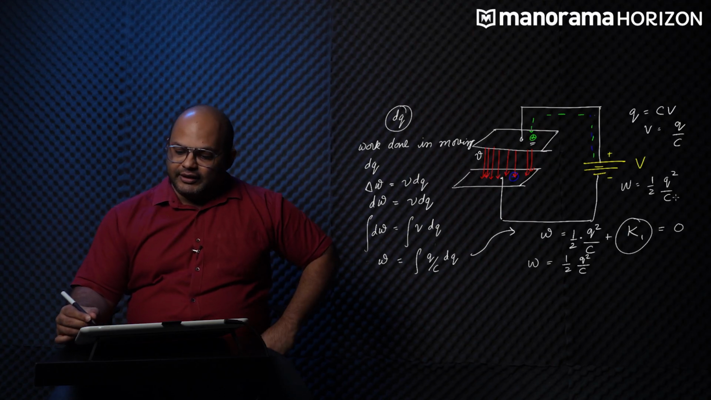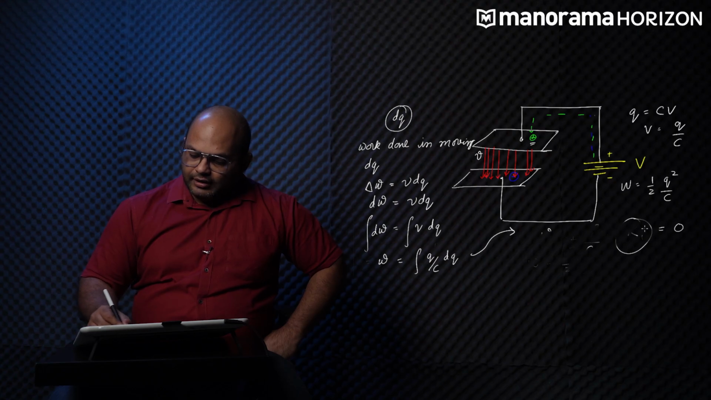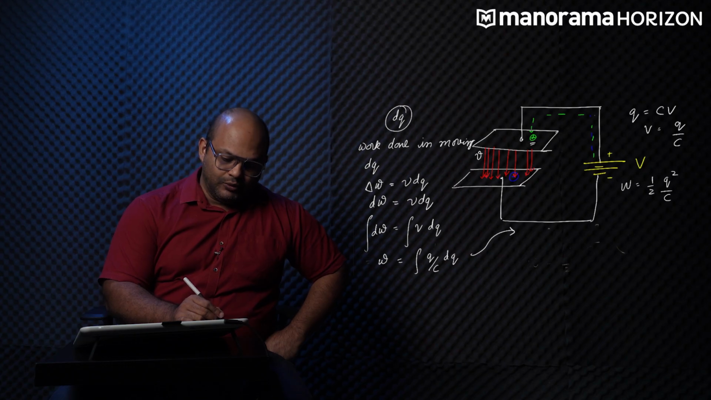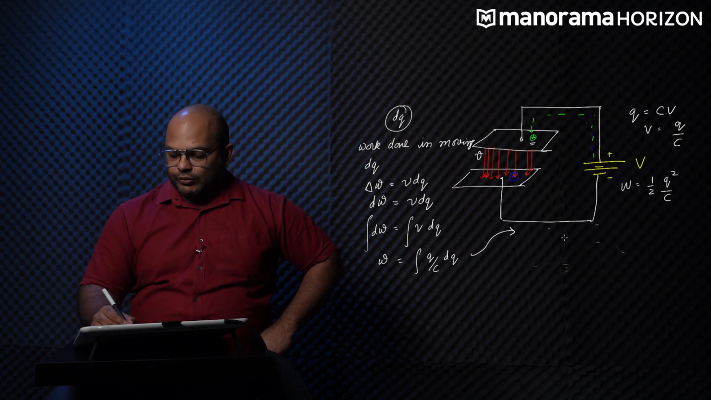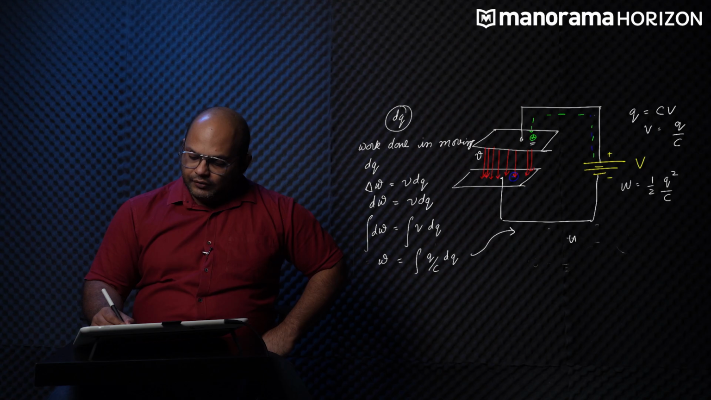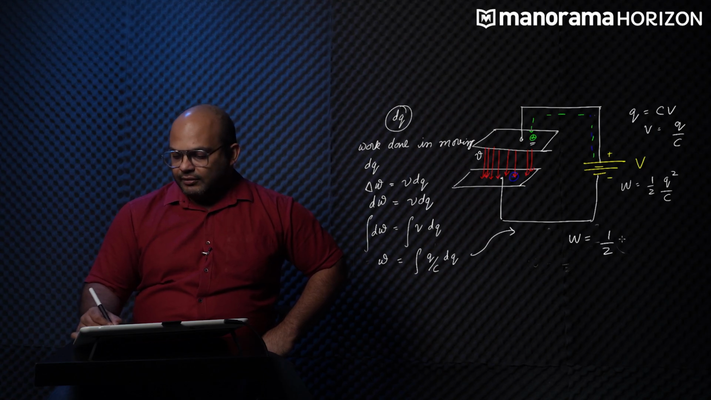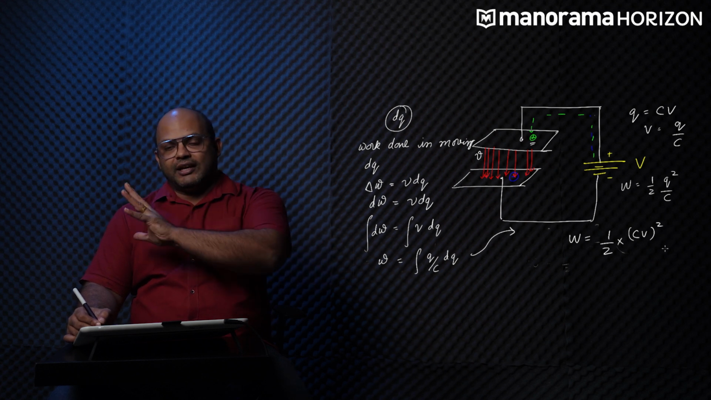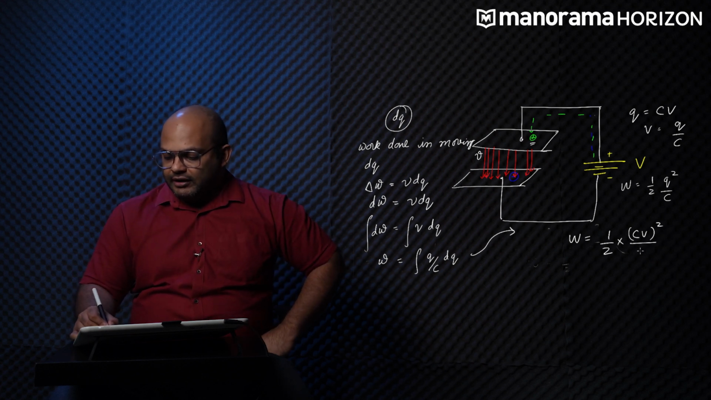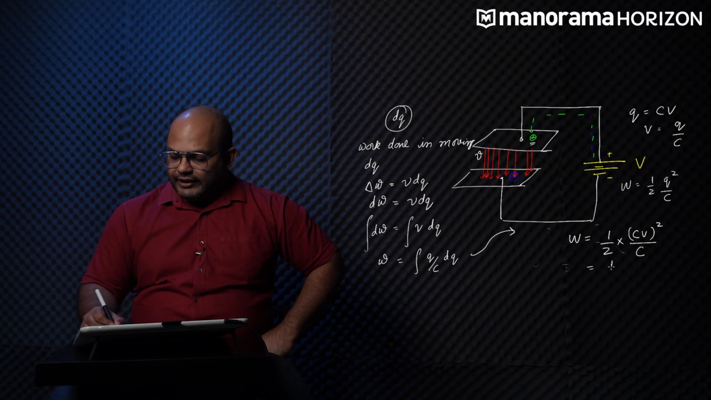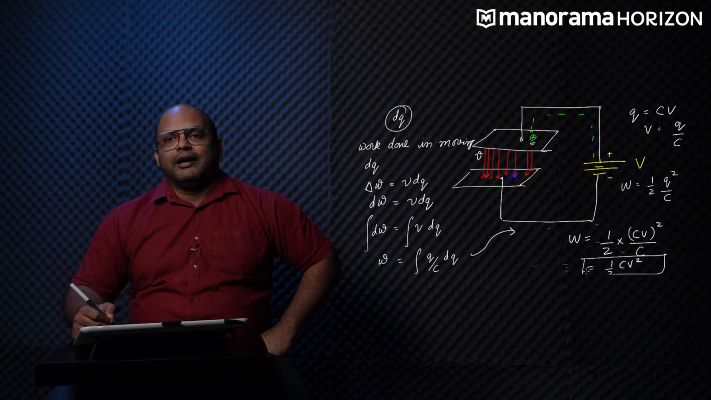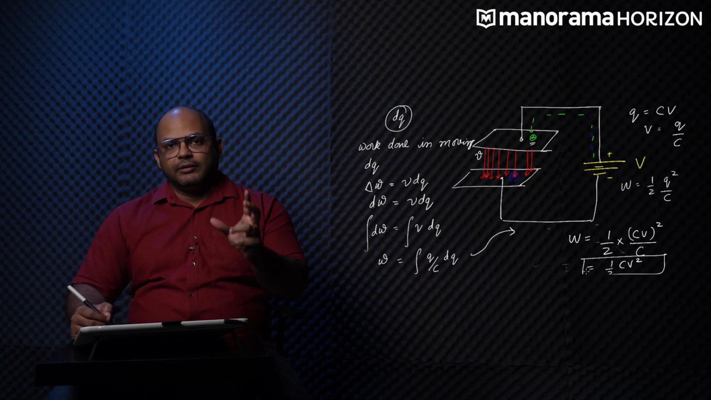So in that case, the work done in making the potential of the capacitor reach the same value as the external voltage source, W will be equal to half multiplied by CV, that is capital V, the voltage of the external source, whole square divided by C. If you simplify this, we get half CV square. And this is the final expression that we require for a parallel plate capacitor.